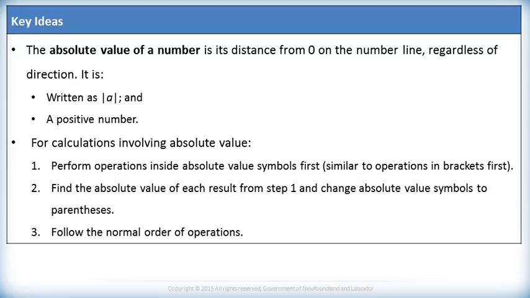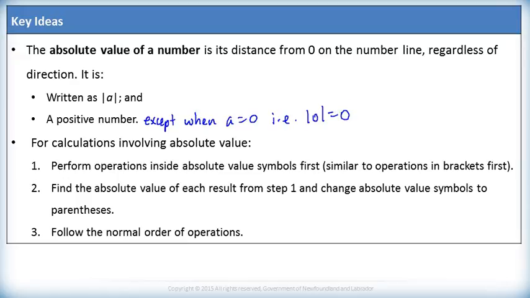In conclusion, the absolute value of a number is its distance from 0 on the number line, regardless of direction. Absolute value is indicated by the 2 vertical bars around the number. It's a positive number, of course, except when A equals 0, i.e. the absolute value of 0 equals 0, which is neither positive nor negative.